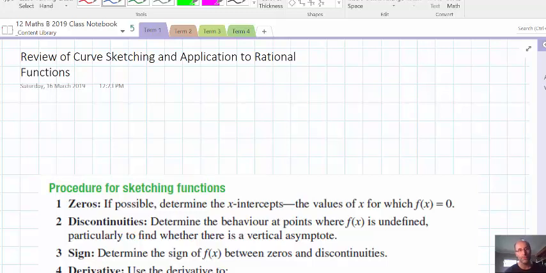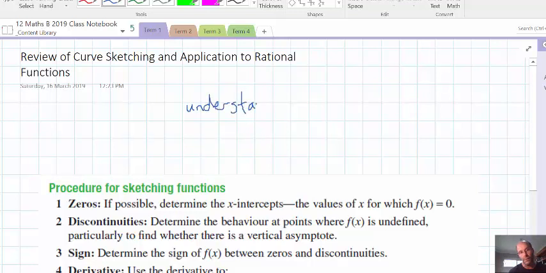Our goal is to review curve sketching and show an application to rational functions curve sketching. We've recently looked at stationary points, I should say, and stationary points are important because they help us sketch functions, and the goal of sketching functions is all about demonstrating your understanding of the nature of functions.